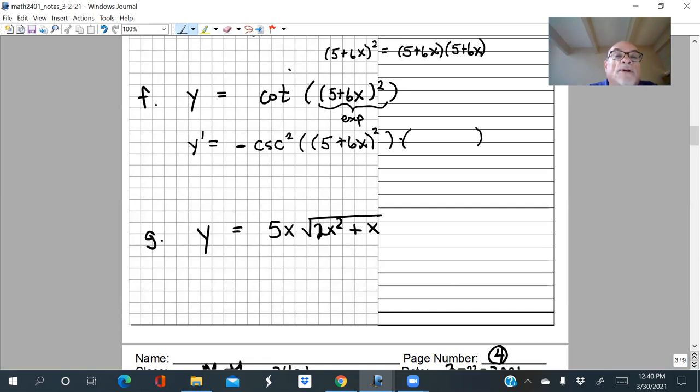So if that exponent were a 10 instead of a 2, this method would be doomed. Okay. It would just take you too long, but you could still find the derivative of 5 + 6x to the 10th power just as easily as you can find 5 + 6x². Okay. You have to remember the power rule. Okay. See, you have a quantity raised to a power. The power rule says, how do you find the derivative of a quantity raised to a power? What do you do, Malcolm, with the 2?